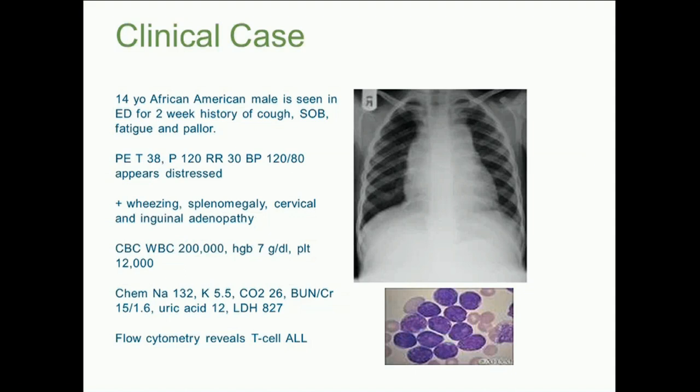Greater than 10. He's greater than 10. He's 14. African-American. He's African-American. WBCs are 200,000. And then his flow cytometry reveals that he has T-cell ALL. So he hit the trifecta, or even more of the trifecta.